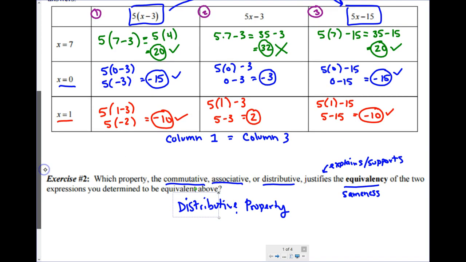Okay, so if you wanted to show your work or explain why, you can say, well, hey, look, when I distribute, I get 5 times x minus 5 times 3, which gives me 5x minus 15, which is the same as column 3, right?